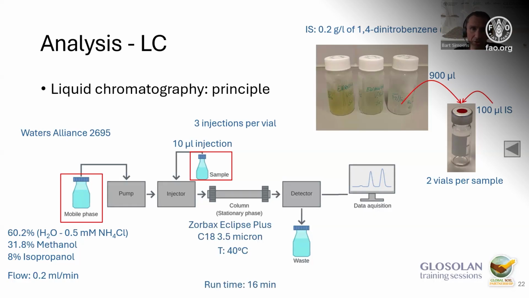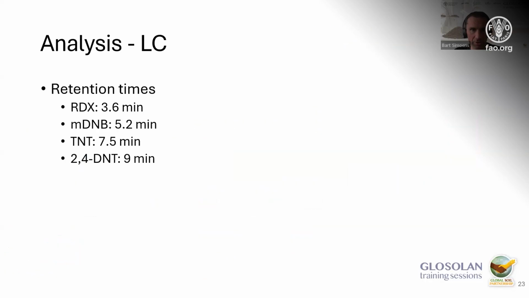The column in this case must be, as I said, a non-polar column, so it's typically a C18 column. We heat it up to 40 degrees, constant temperature, and we have a total runtime of 16 minutes, which is quite short, I think, so it has been optimized in that way. I think that's basically it on this slide.